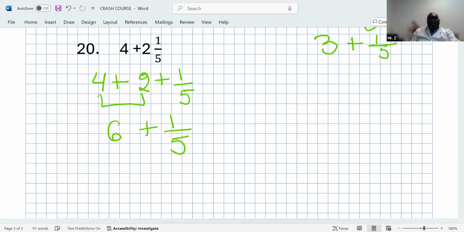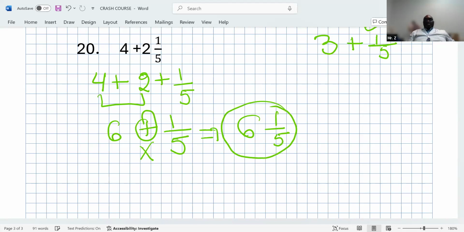We talked about that. We can get rid of the plus sign, and once we get rid of it, we bring the 6 close to the fraction. It gives you 6 1/5. This is the shortcut for how to solve that. But for number 20, let's use the general rule in math.